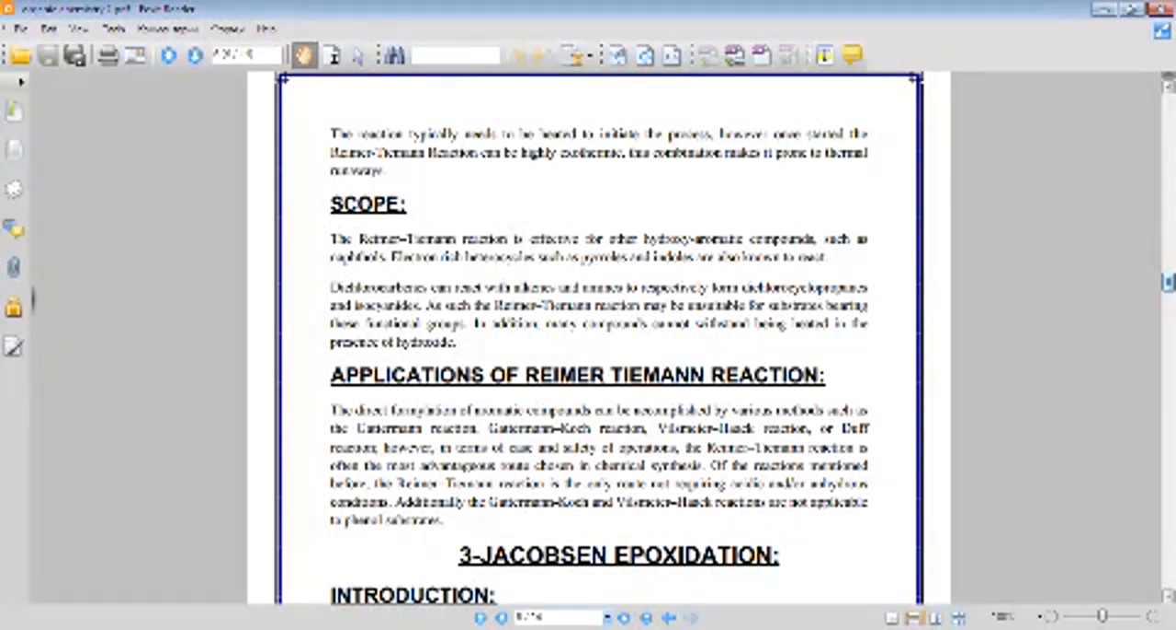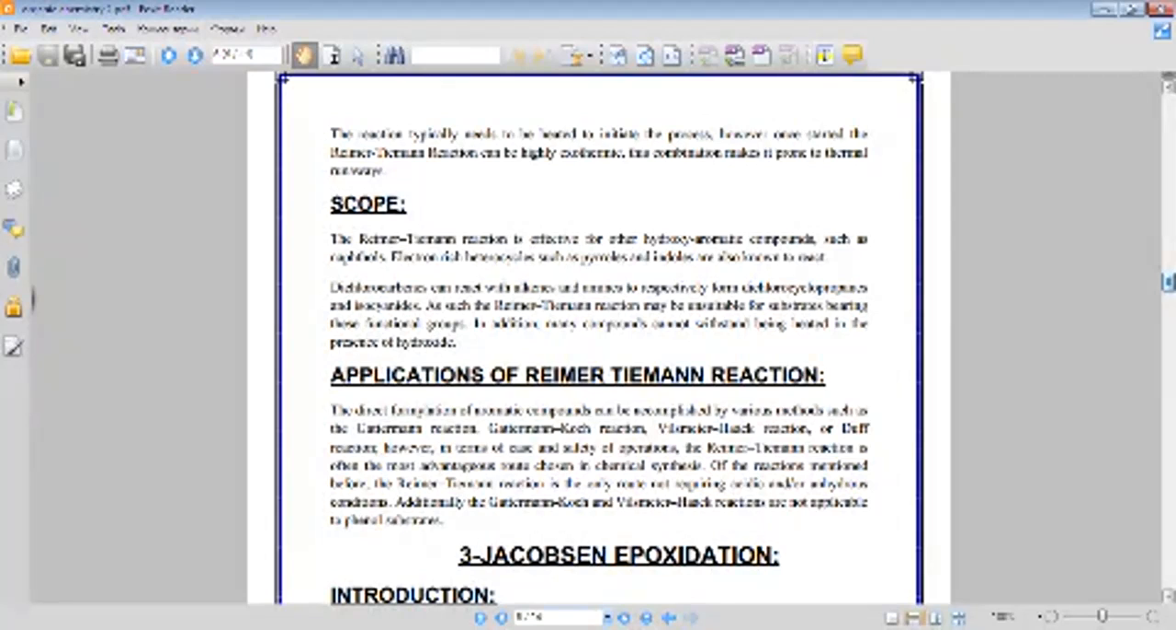So at last we will discuss its applications. The direct formylation of aromatic compounds can be accomplished by various methods such as the Gattermann reaction, Gattermann-Koch reaction, Vilsmeier-Haack reaction, or Duff reaction. However, in terms of ease and safety of operations, the Reimer-Tiemann reaction is often the most advantageous route chosen in chemical synthesis.